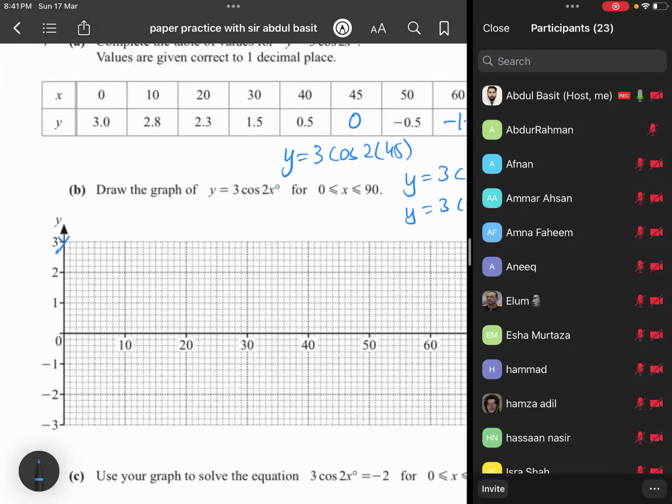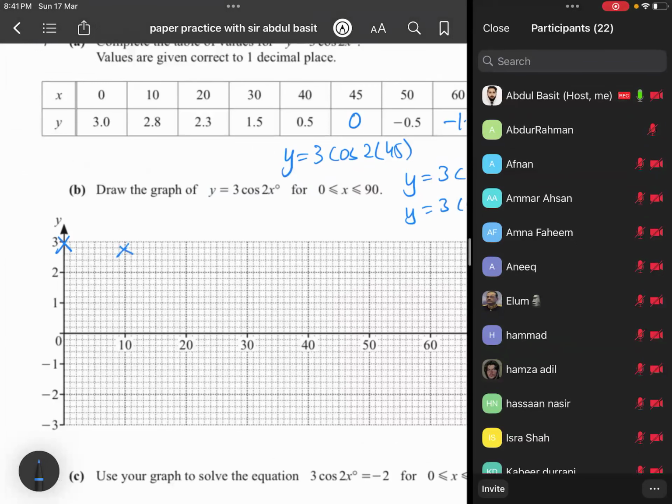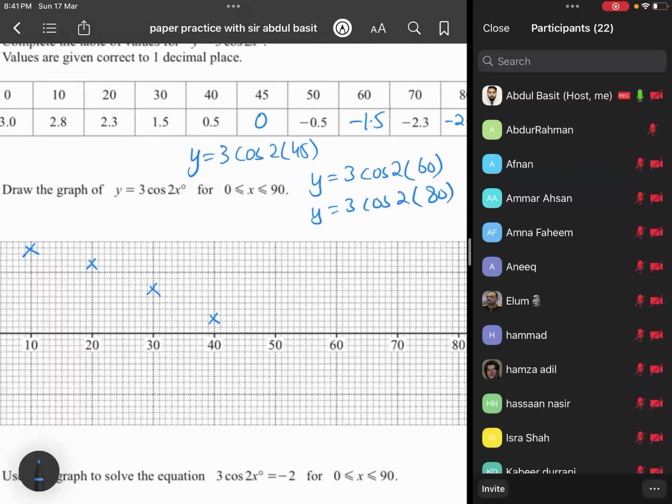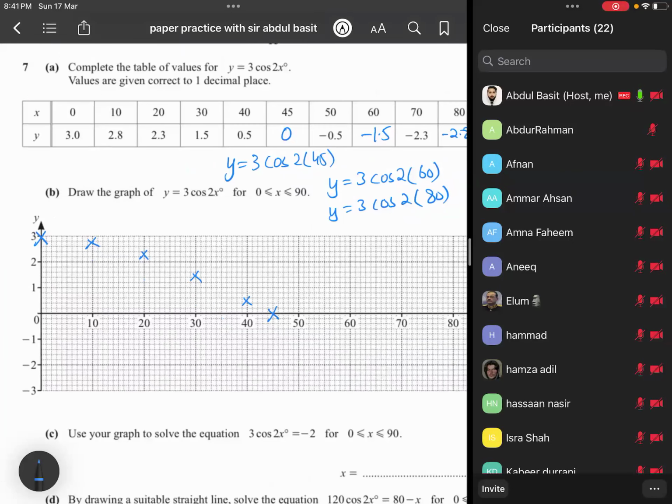X is 0, Y is 3. 10 and 2.8. 2.8 is right here. 20 and 2.3. 30 and 1.5. 40 and 0.5. 0.5 is here. Okay, 45 and 0. 50 and minus 0.5. Minus 0.5 होगा 1 और 0.5 के दरमियान.